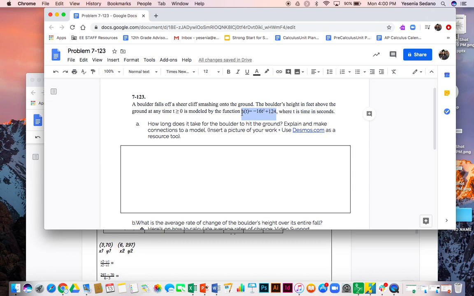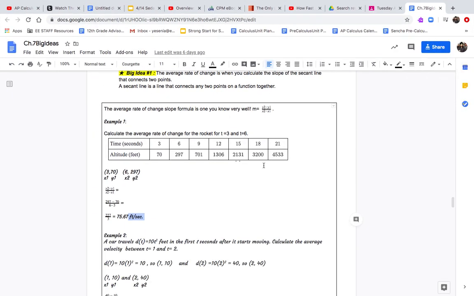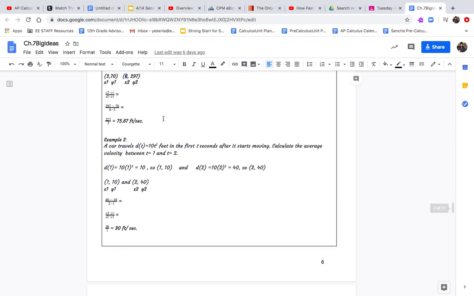But I'm going to move down more, because there's two examples here. So maybe the other example will help me out. This is if I have a table, cool, I could find the average rate of change given the table. This in particular was between 3 and 6. So that's why we had 3, and then we had 6. Then we had to look for 3, you get 70, 3 comma 70. For 6, you get 297. That's where that number comes from, as a heads up. But again, this is if I'm given a table. Let's scroll down to example 2, where I'm given a function.